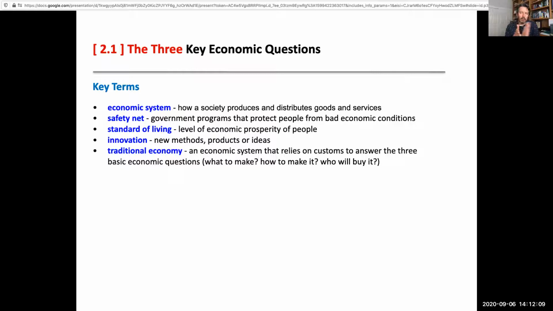And the one that we're going to get into today is probably the oldest that exists on the earth today, and it's called the traditional economic system.